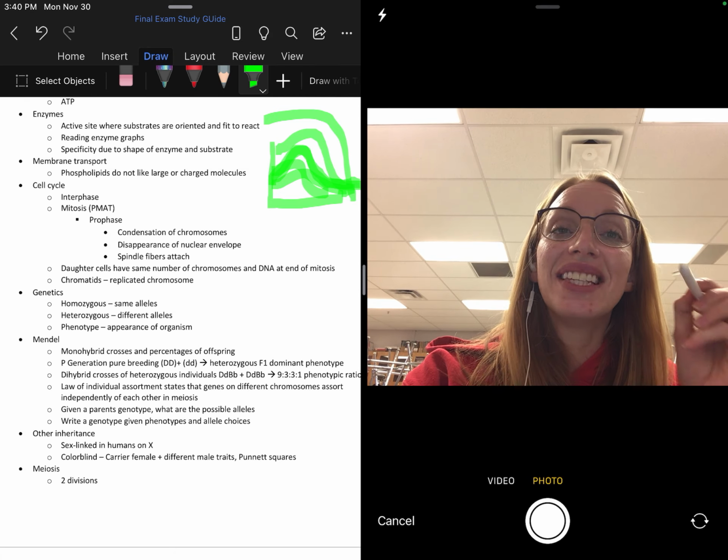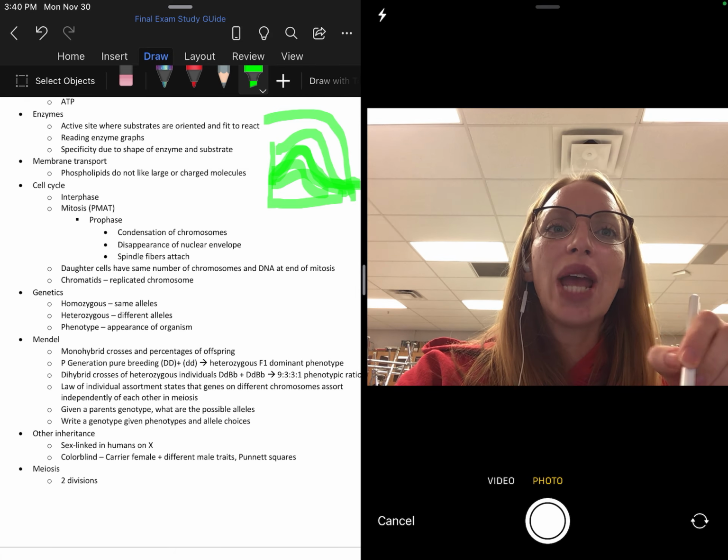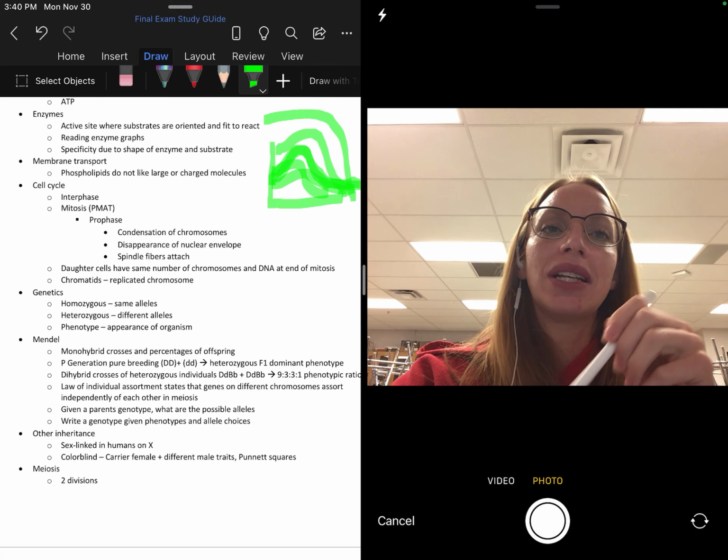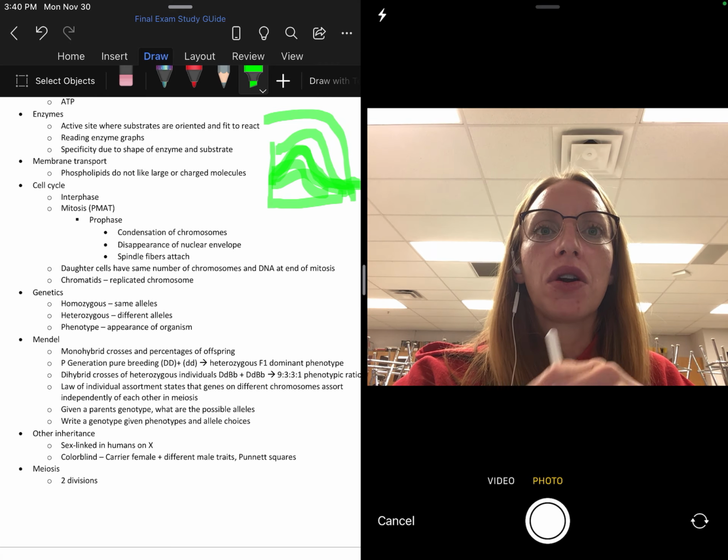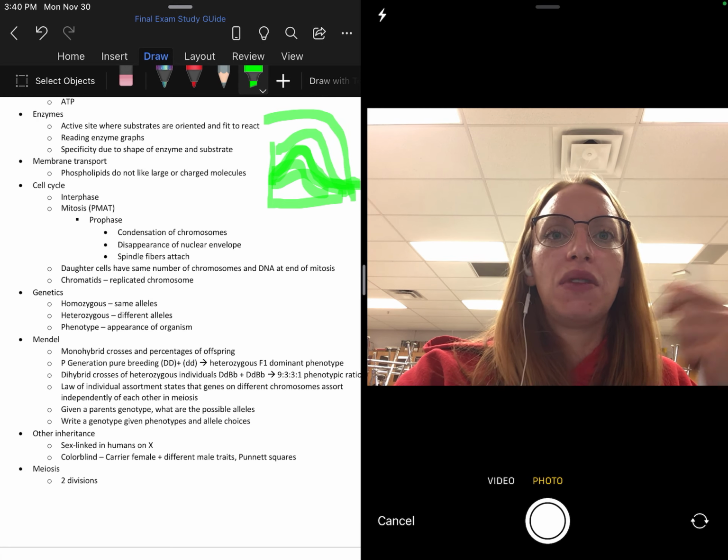Specificity, it's a hard word for me to say, is due to the shape of the enzyme and the substrate. So it's like a lock and key. Remember, enzymes only work in one specific reaction because of their shape.